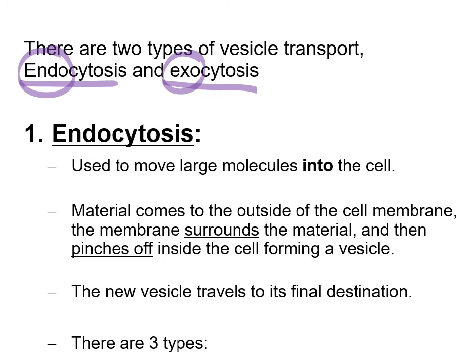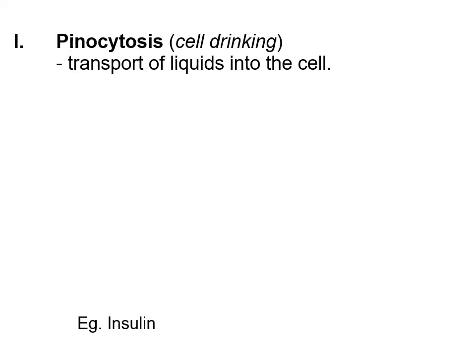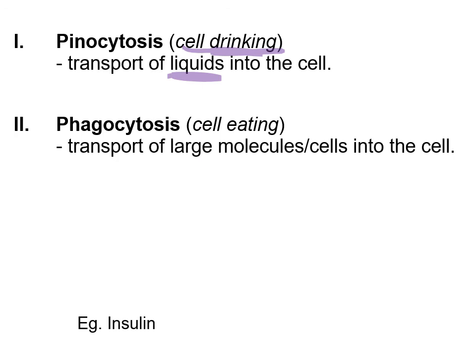So endocytosis, again, we're going to be bringing material into the cell, and the membrane is essentially going to surround whatever it is you want to move in, pinch off, and then it'll be inside the cell as a vesicle. Three types that we're going to mention. Pinocytosis is referred to as cell drinking. You can think of it like that, but this is liquids moving into the cell.